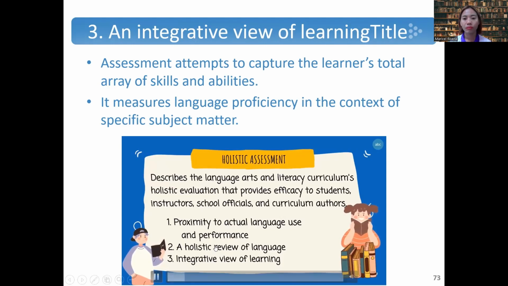Integrative view of learning. The evaluation process aims to capture the whole set of skills and abilities possessed by the learner. It evaluates linguistic ability in the context of a certain subject. The evaluation methodologies are based on the assumption that many aspects of a learner's life, both academic and personal, are critical to the development of language proficiency and should not be disregarded.